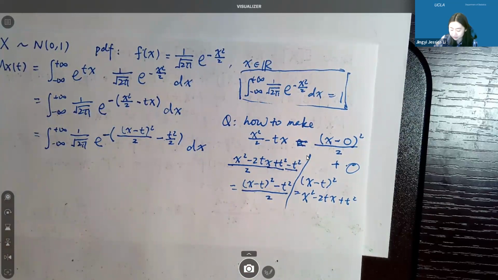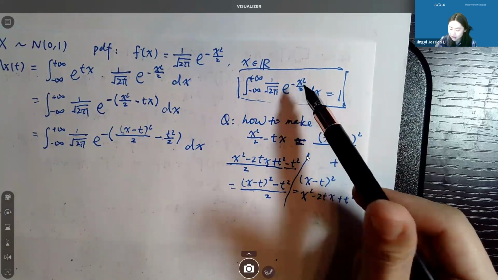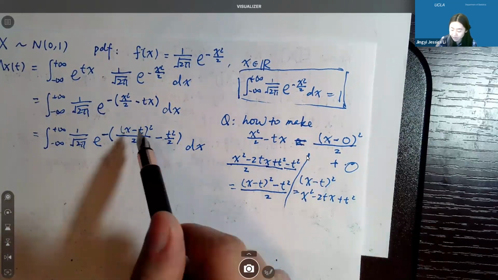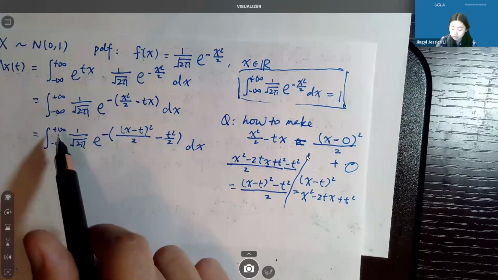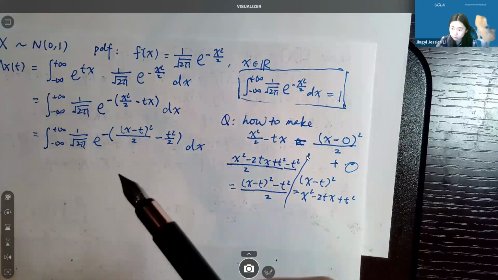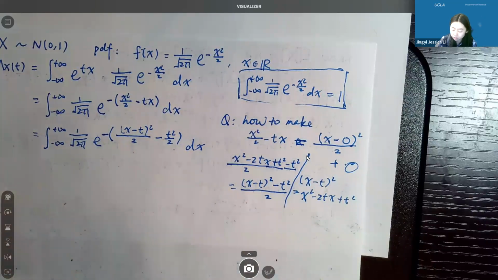Then I'm almost there because, you know, for this integration, it applies to x, right? And here I'm just shifting x by t. But because the range of x is from negative infinity to positive infinity, that's the same range for x minus t, for any t. So that's why I can still apply this result here to solve the integration.